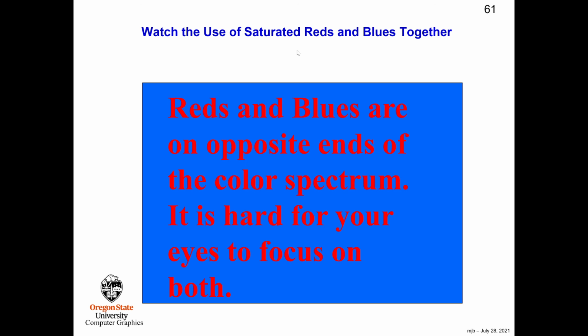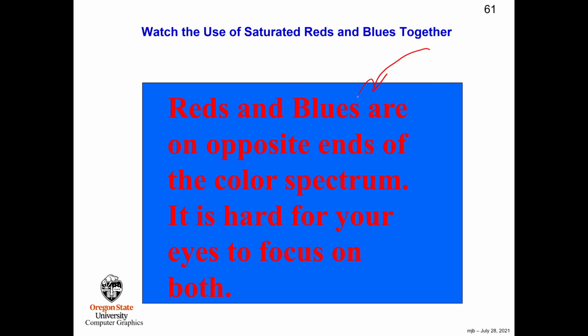Although this one's kind of fun. It goes beyond contrast. Yes, reds and blues may not have a good contrast, but as you look at this display with the red text on the blue background, does it look like it's kind of vibrating? Well, what's going on is reds and blues are at opposite ends of the color spectrum. And so your eye is attempting to focus on both and it can't, because they're on opposite ends of the color spectrum. And so your eye is essentially going in and out of focus as it tries to focus on the background, focus on the foreground, focus on the background, focus on the foreground.